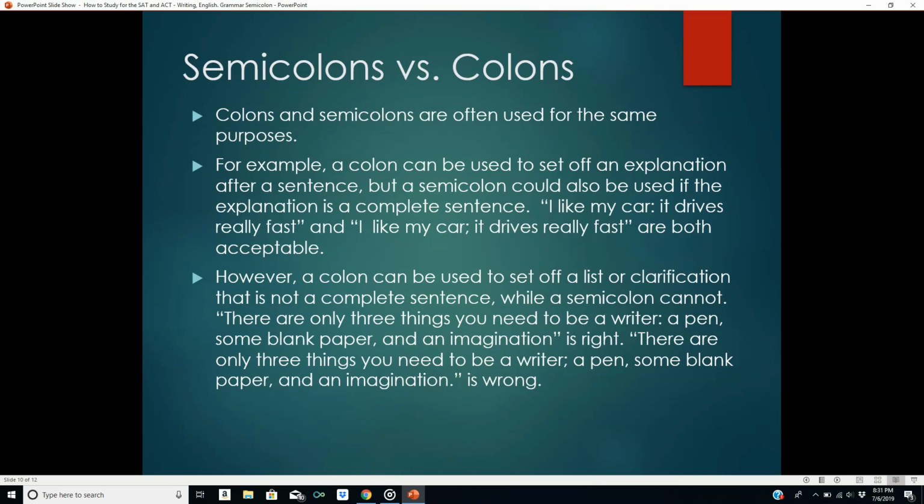"There are only three things you need to be a writer; a pen, some blank paper, and an imagination" is wrong because "a pen, some blank paper, and an imagination" is not a complete sentence, so it would not work as an independent clause that you could connect with a semicolon.